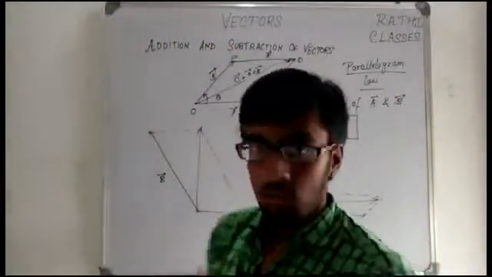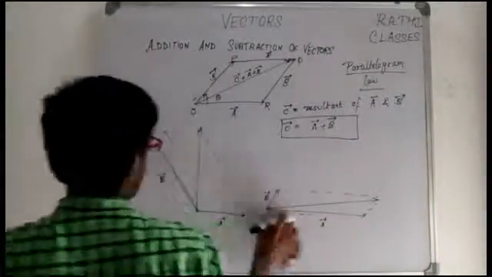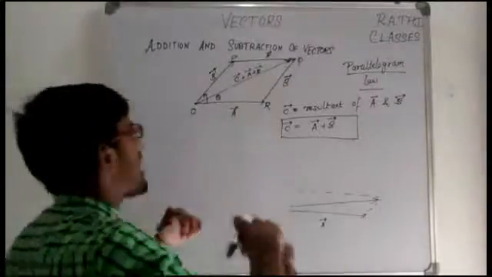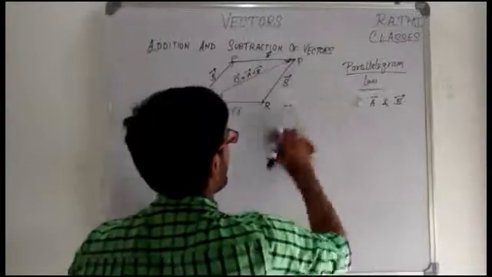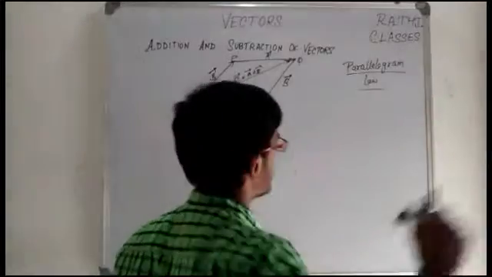Now, there is another law called the triangle law of vectors. The triangle law of vectors and the parallelogram law of vectors are interrelated to each other.